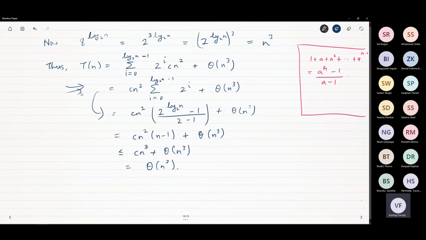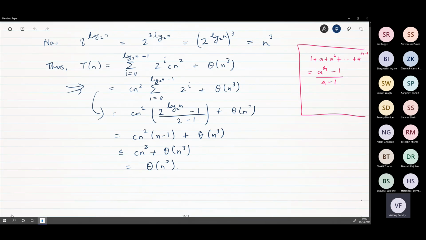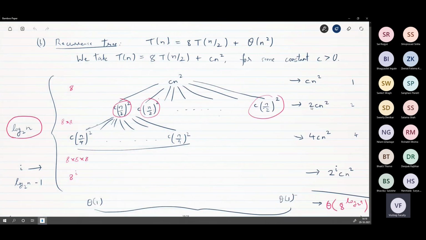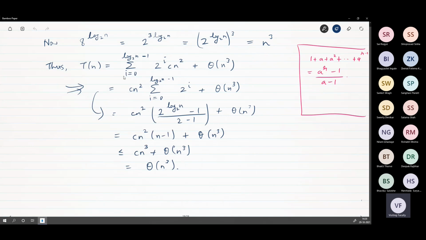It could have taken some time. That's okay. But something you should have written. Not the total cost. You should have at least told me what you get here on the right hand side: cn squared, 2n, 2cn squared, 4cn squared. Something. You could have told me the height. Alright. So anyway, we get the same answer, right?